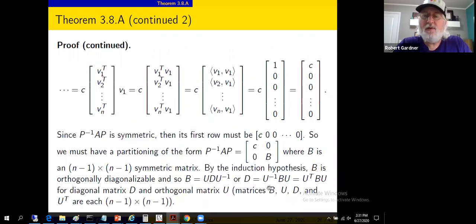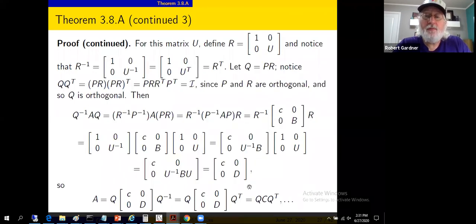U inverse BU is diagonal matrix D. Diagonal matrix D came out of the induction hypothesis. All right, so D is diagonal. When we left off here, we've got one entry here, a scalar here, a row of zeros, a column of zeros in these positions, and a diagonal matrix there.